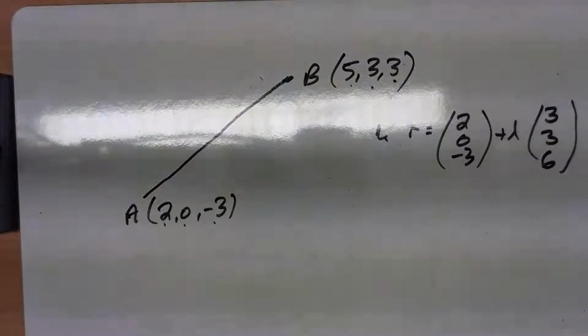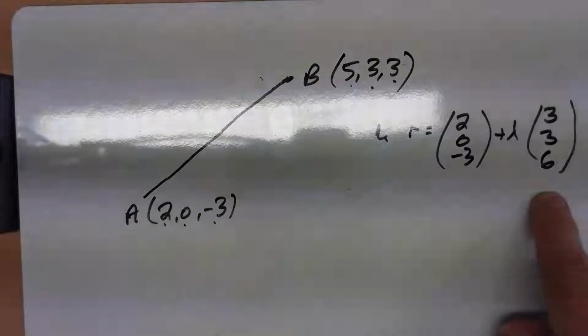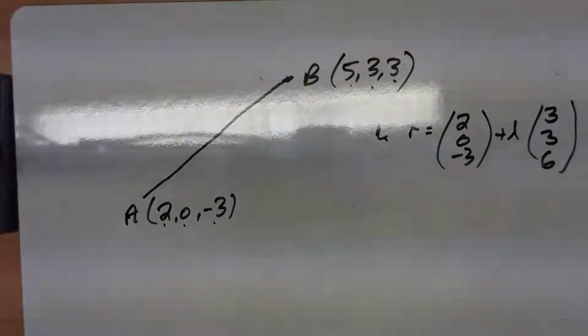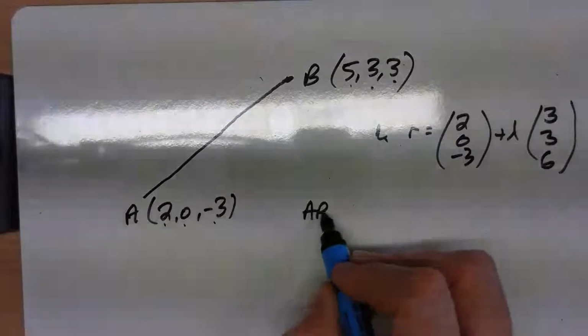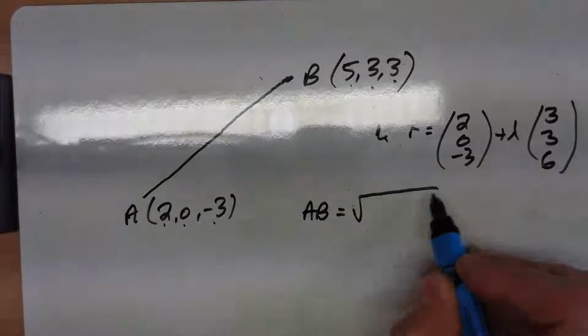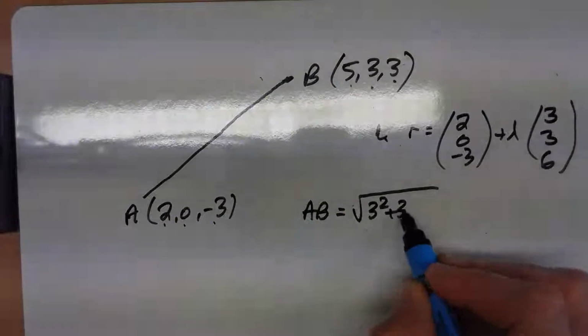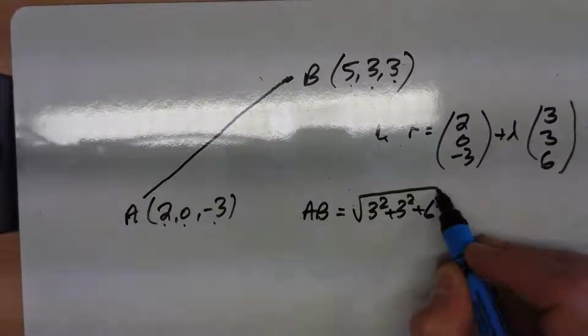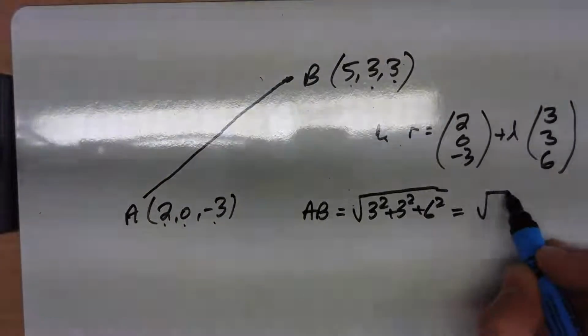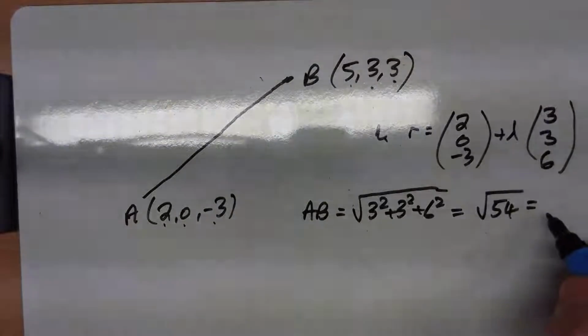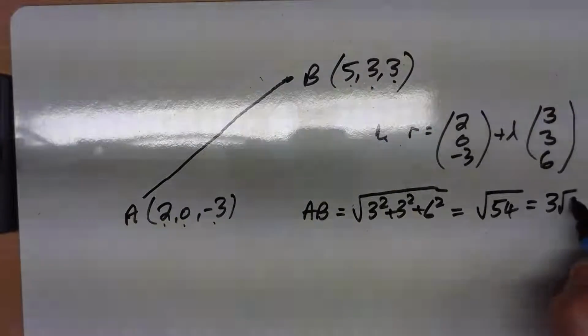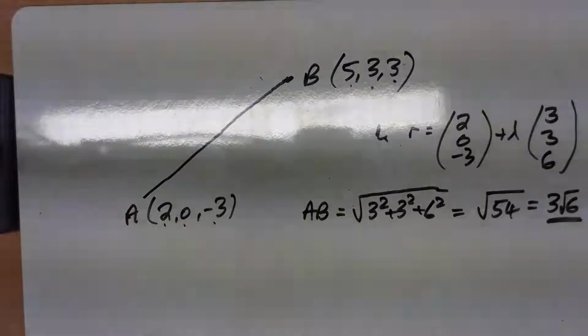There's other ways of doing it as well, of course. You could actually divide that all by 3. It would be the same thing. Now the length of A to B, well, we've just figured that out. So the length of A to B is going to be the square root of 3 squared add 3 squared add 6 squared. So that's 9 plus 9 plus 36, that's 54, square root of 54, which could be rewritten as 3 root 6. So there's the length of the line there.